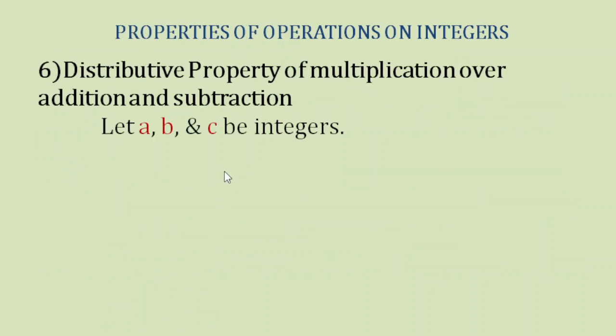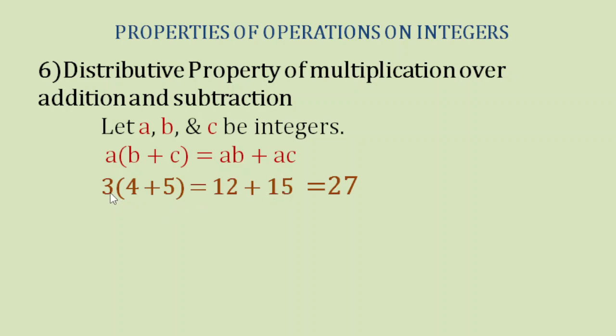Now let's talk about distributive property of multiplication over addition and subtraction. If a, b, and c are integers, then a times the quantity b plus c equals a times b plus a times c.